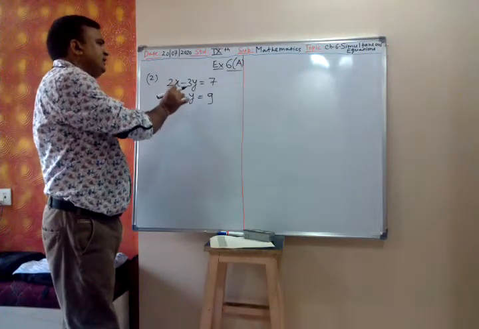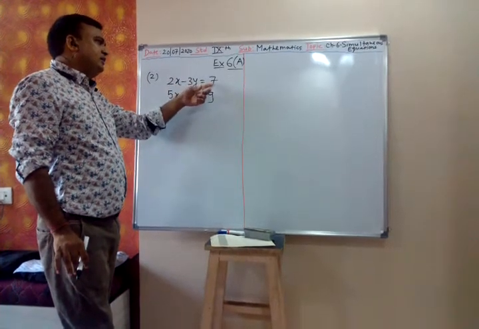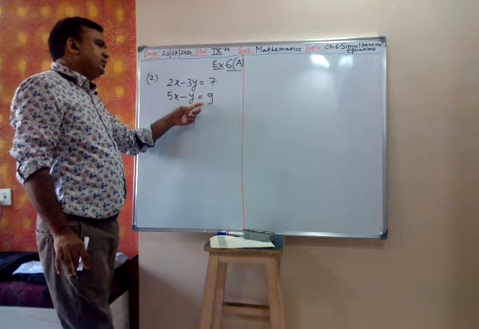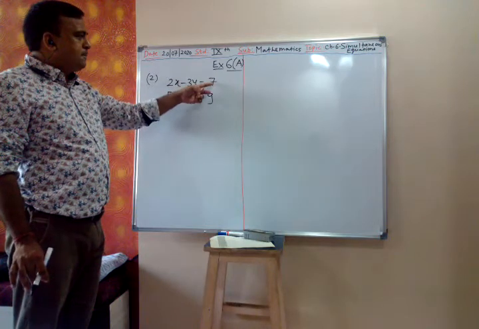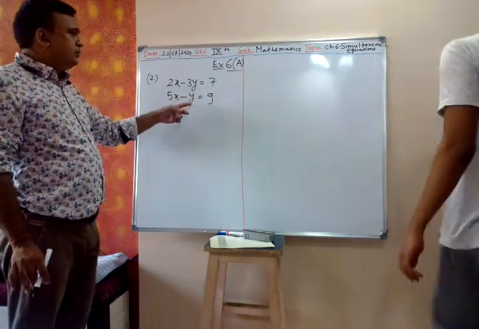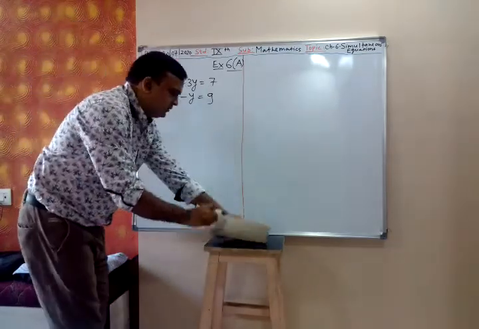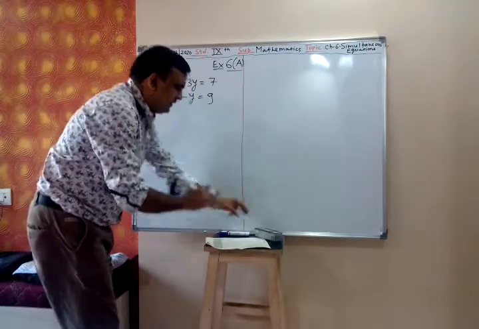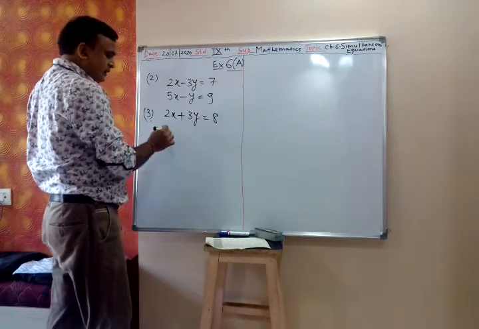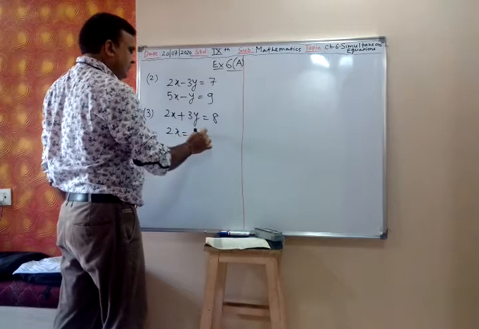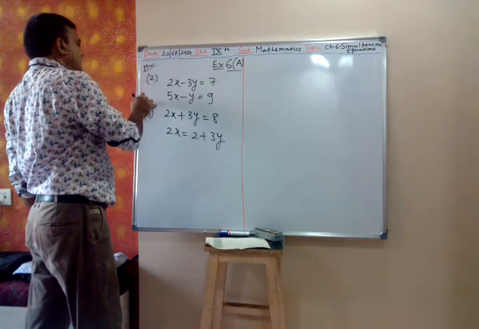Elimination by substitution method: we eliminate either x or y from equation 1 and substitute that in equation 2 and simplify. Eliminate either x or y from equation 1 and substitute that value in equation 2 to solve this. Let me write the third also: 2x plus 3y is 8, and 2x is equal to 2 plus 3y. Same method, so second and third both will be homework.